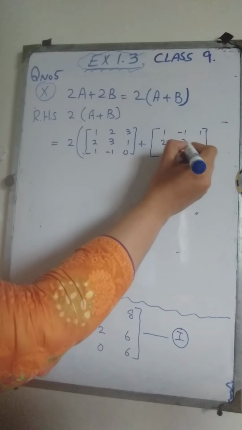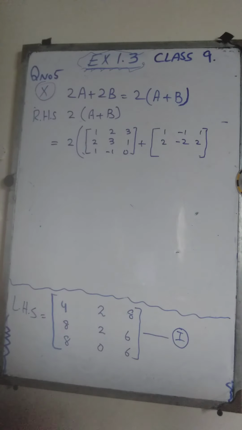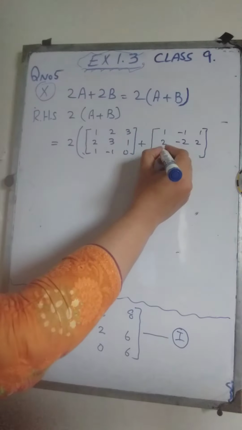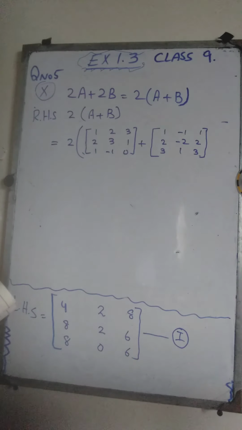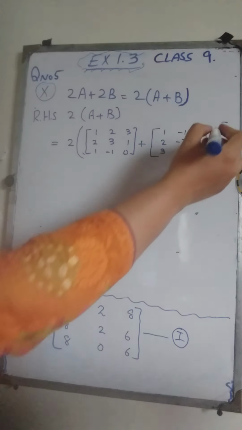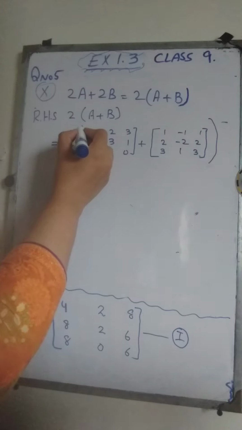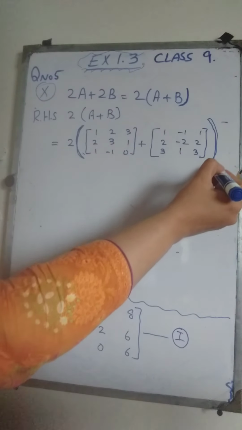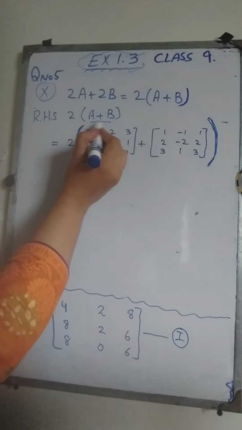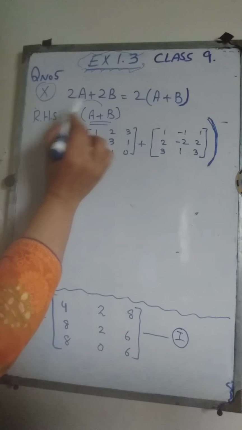2, -2 and 2; 3, 1 and 3. Okay, we have put in the values of A and B. Now because of these brackets we are going to calculate A plus B first and then multiply it with 2. First we calculate A plus B, then multiply the answer by 2.